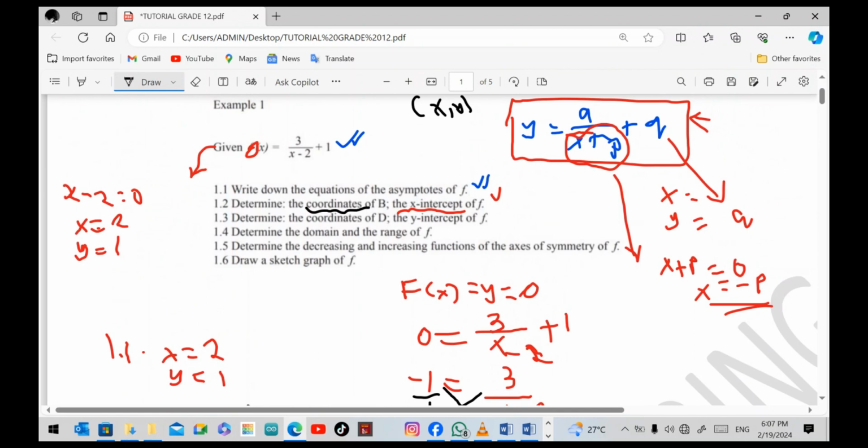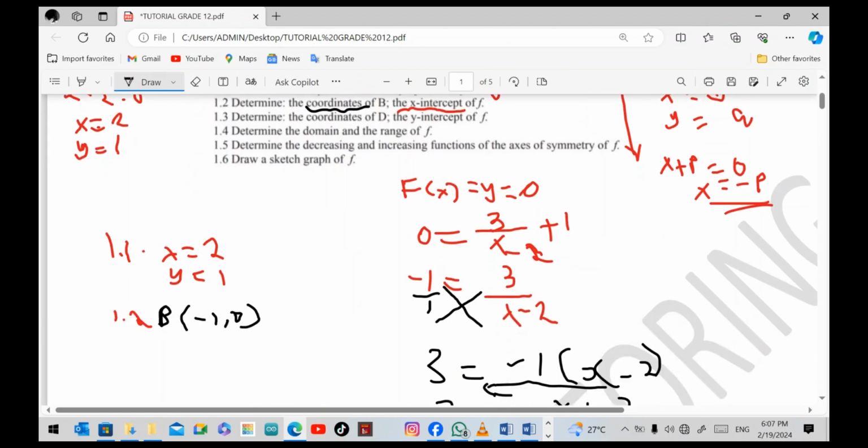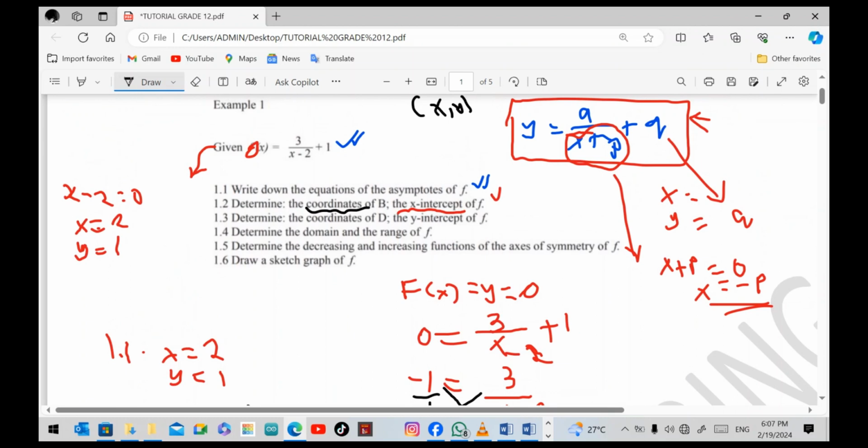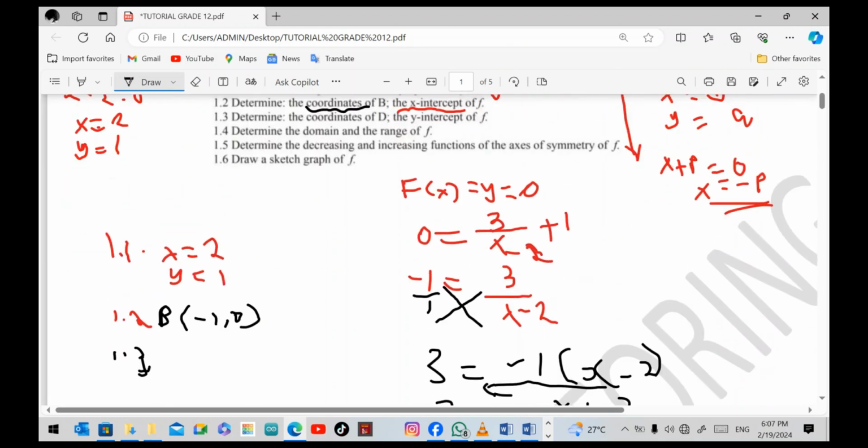Now 1.3: determine the coordinates of D, the y-intercept of f, right?